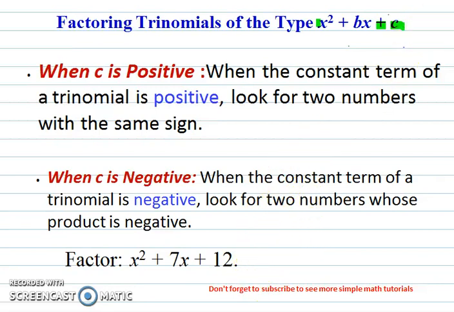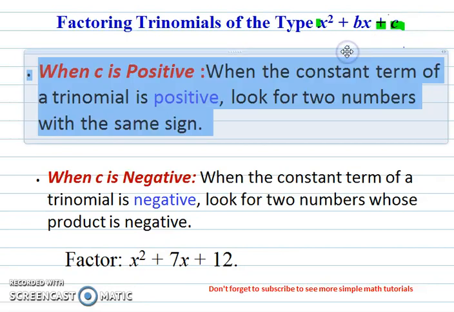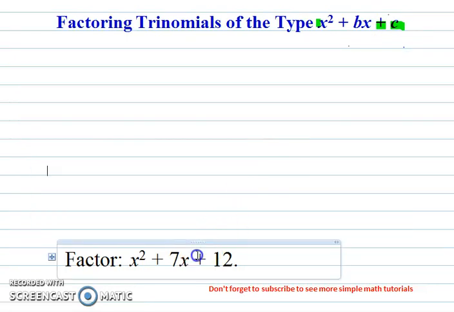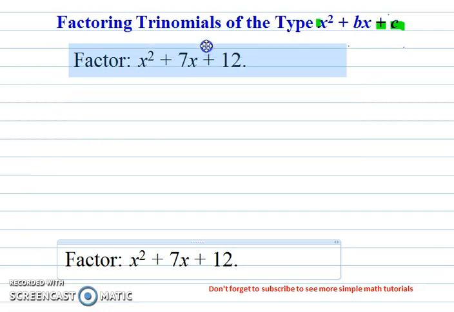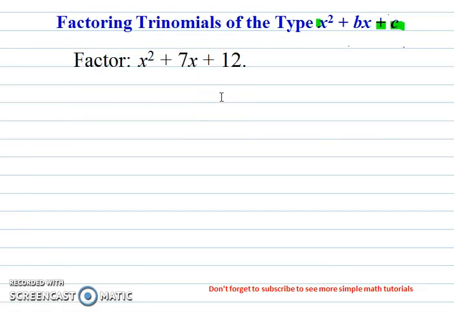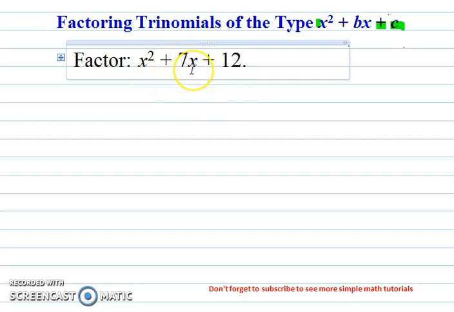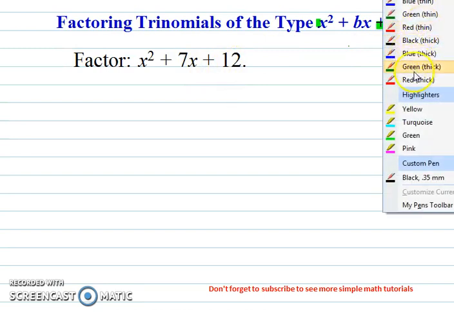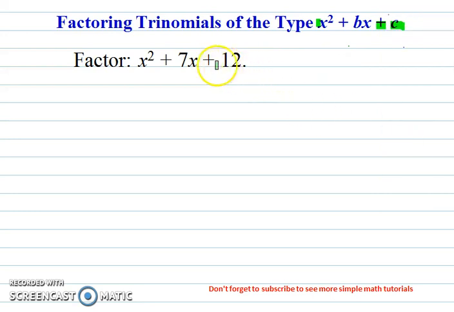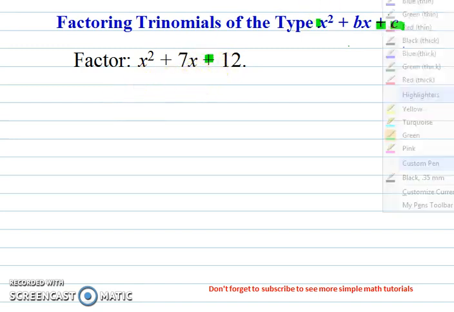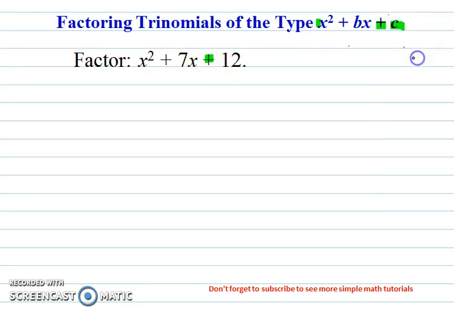Let's try to explain this by using an example. Suppose we have this example right here. The problem is to factorize x squared plus 7x plus 12. When you look at this one, what do you see? The constant term has a positive sign. So you see right here, it's positive. Now, when we try to factorize, we need to make sure that we use two positive numbers.